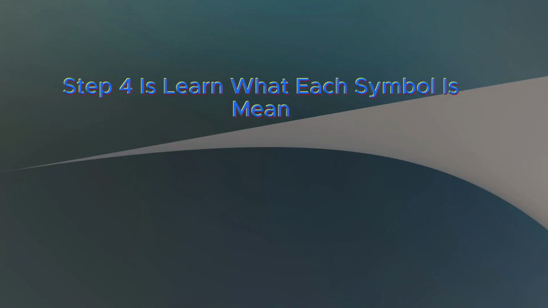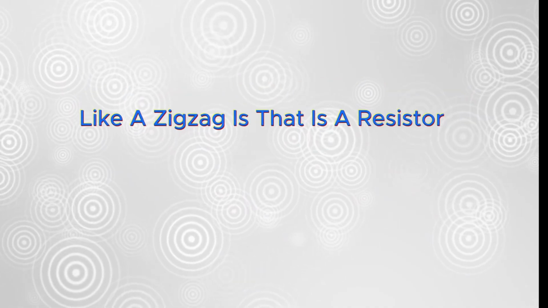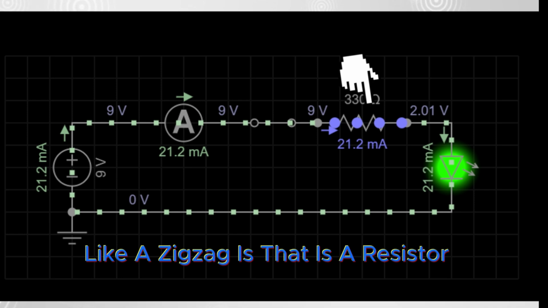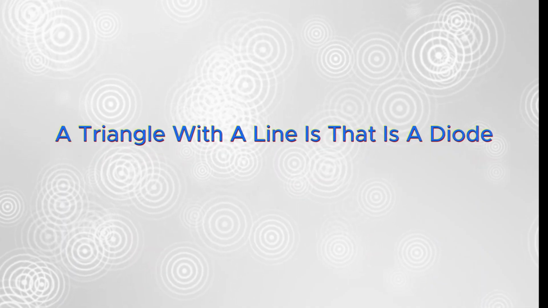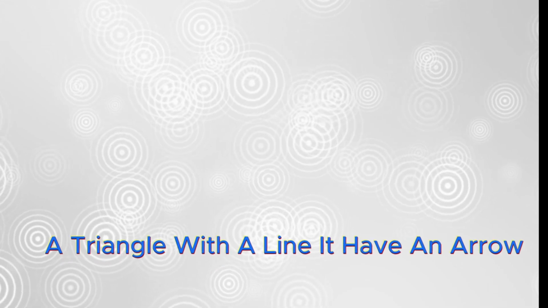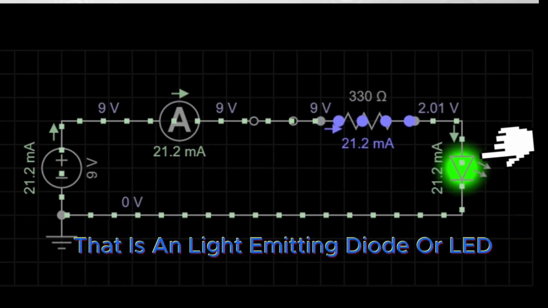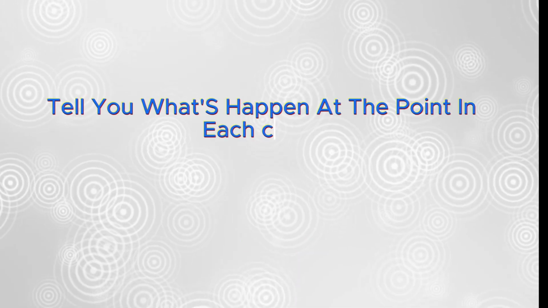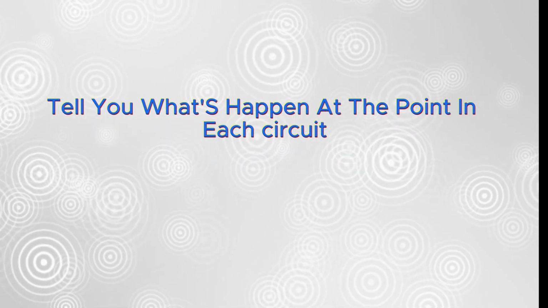Step 4, decode the symbols. Learn what each symbol means. A zigzag is a resistor. A triangle with a line is a diode. A triangle with a line and arrows is a light emitting diode, or LED. Each symbol tells you what happens at that point in the circuit.